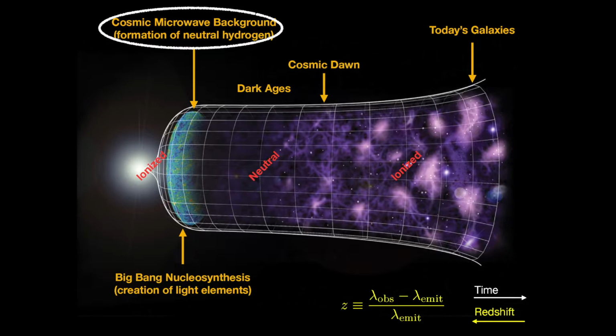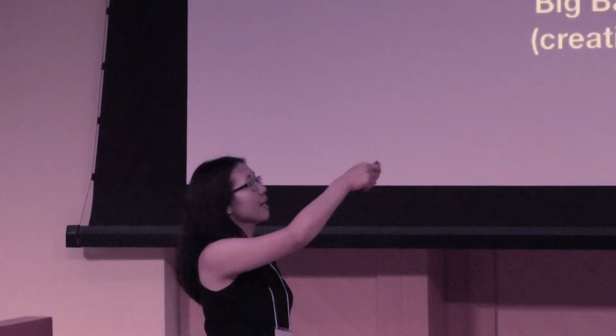Okay, so some observable signal from this period of time in cosmological history, and then of course today we can observe galaxies. So there are these three, there's also Big Bang nucleosynthesis, but there are these three eras that I will try to discuss today. I'll mostly focus on the CMB.